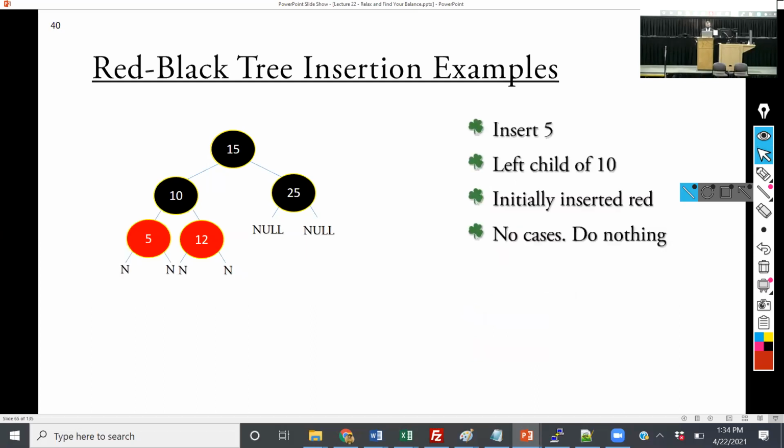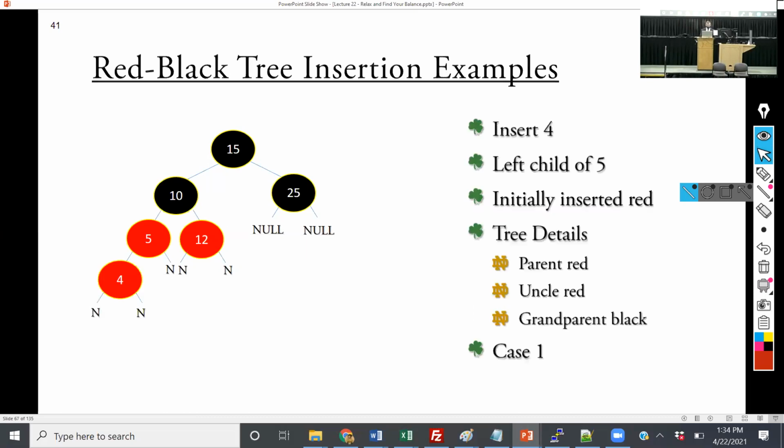All right, now we're going to insert 5. So right now, we don't have any issues with the parent or our uncle, so we're good. Now we're going to insert 4. Now we're going to recolor 5 and 12 and 10.